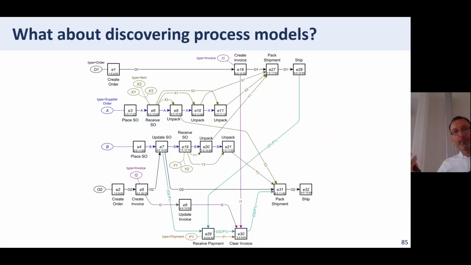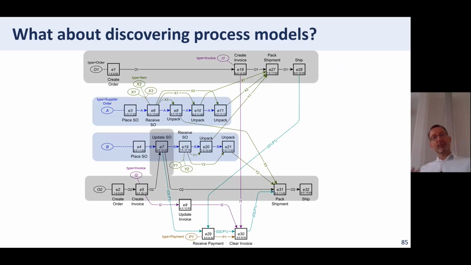So how does this thinking translate to models? Now, I told you this is the thinking of Petri nets. So how can we do this? I want to explain the idea of discovering process models in our example data on these two object types only, orders and supplier orders. You can do it for the rest, but let's first do the simple one.